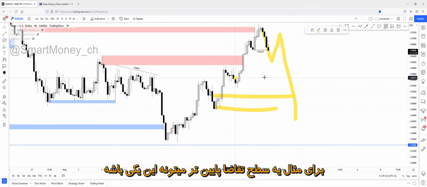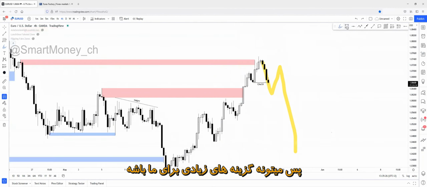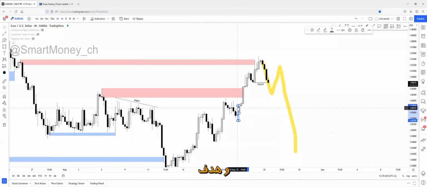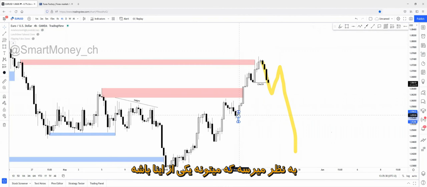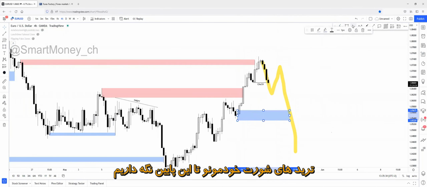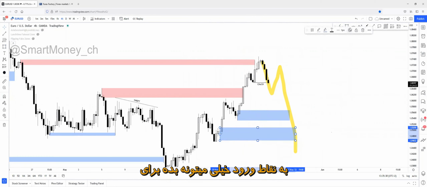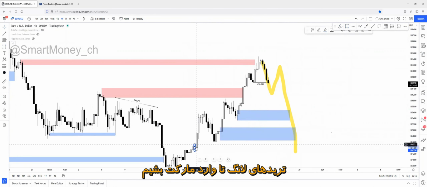For example, a deeper demand area could be this one. Could be this one also. So there are several options for us to choose from and to target. More likely, some of these demands will be able to hold price, and we'll be able to hold the shorts down to these demand areas. And some of these demand areas will give us a good entry opportunity on the long side to enter in the market.